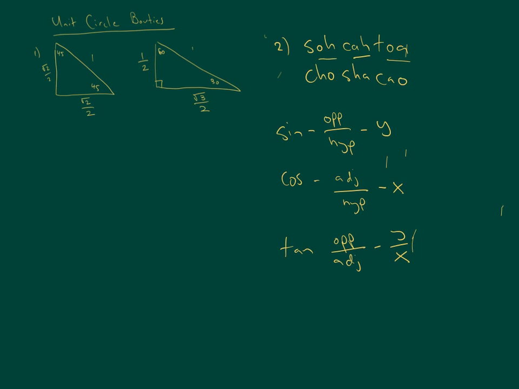Also, a side note is that tangent is sine over cosine. And you can see that makes sense. The sine is the y, the cosine is x. So if tangent is sine over cosine, we could talk about why that is, then y over x is tangent.